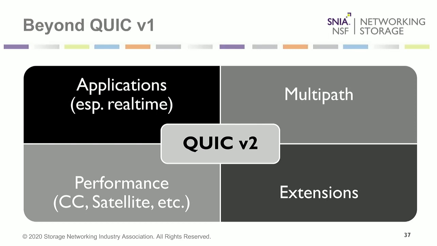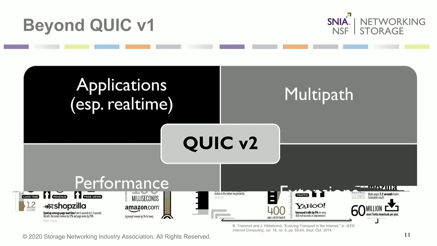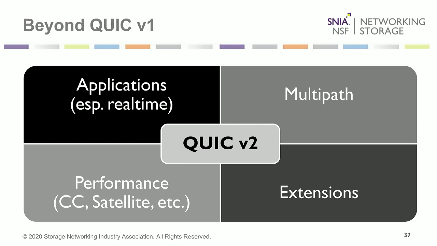But there are four big areas that I see interest in doing. One is more applications, right? Again, SMB has been proposed by Microsoft. Real-time is the other big thing that wants to go on QUIC. Streaming wants to go on QUIC. I don't know what else, but new applications on QUIC is certainly something where a whole bunch of work is happening in the IETF and in the community.